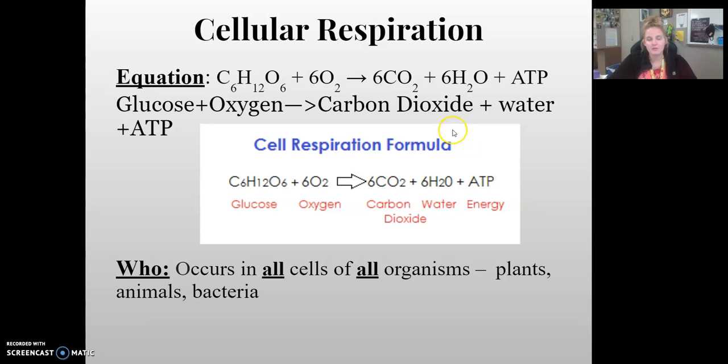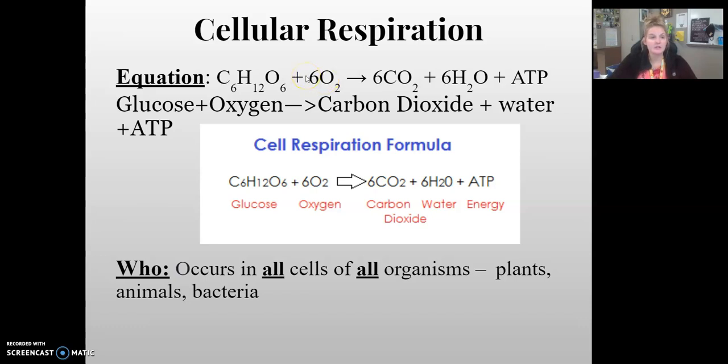So here's the equation for cellular respiration. You need glucose and oxygen. And from glucose and oxygen, you end up creating 6 carbon dioxide, 6 water, and then ATP. If you remember from our photosynthesis lecture, this is the polar opposite of photosynthesis, right? Photosynthesis starts with carbon dioxide and water and ends up creating glucose and oxygen when there's sunlight present, correct?